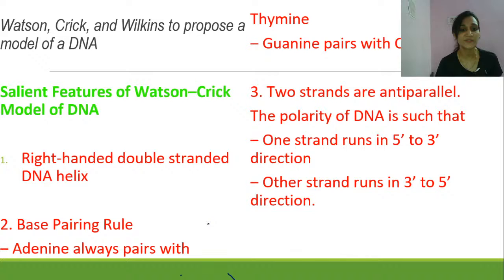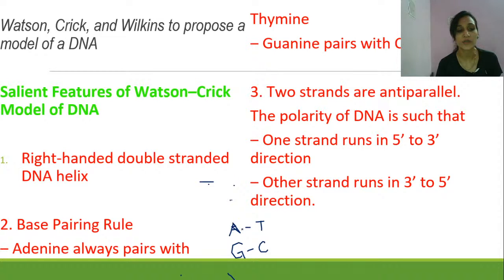It is right-handed. It is wound in a right-handed double helical manner. Then there is a rule for pairing. In the last lecture, we saw the chemistry and metabolism of nucleic acids. In that, we have clearly seen what adenine is and what the bases are. So, in DNA, adenine pairs with thymine and guanine pairs with cytosine, right? And they are bonded with each other with the help of hydrogen bonds.